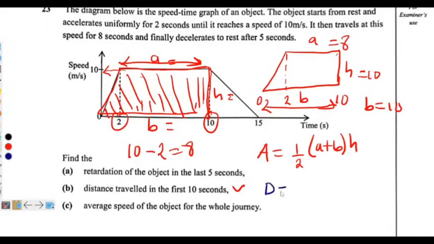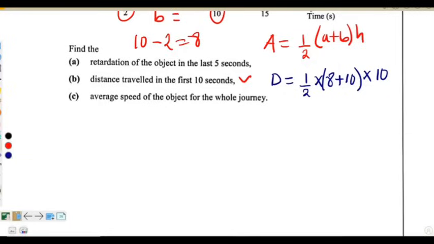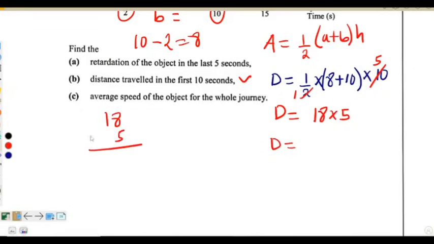Let us now substitute. Distance equal to half times A, which is 8, plus B, which is 10, then times height, which is 10. Now we can proceed: 2 into 10 is 5. So I'm going to have 8 plus 10, which is 18, times 5. 5 times 8 is 40, 0 carry 4, 5 times 1 is 5 plus 4, 9. So 18 times 5, you're going to have 90 meters.